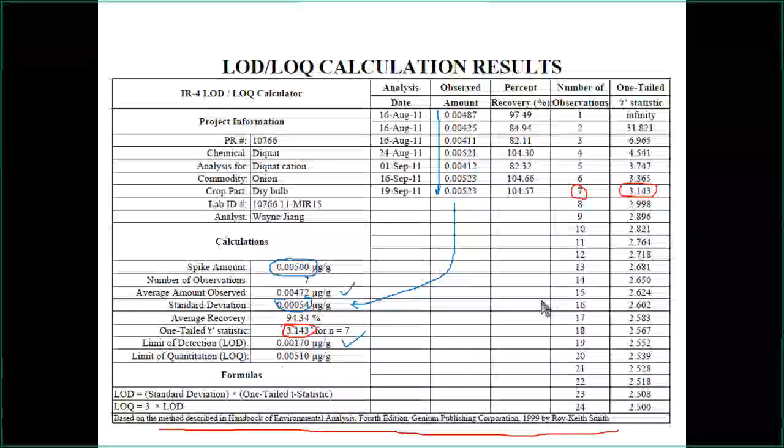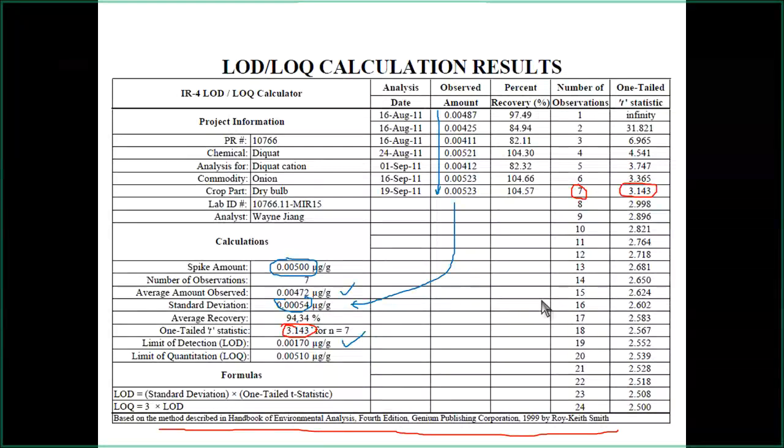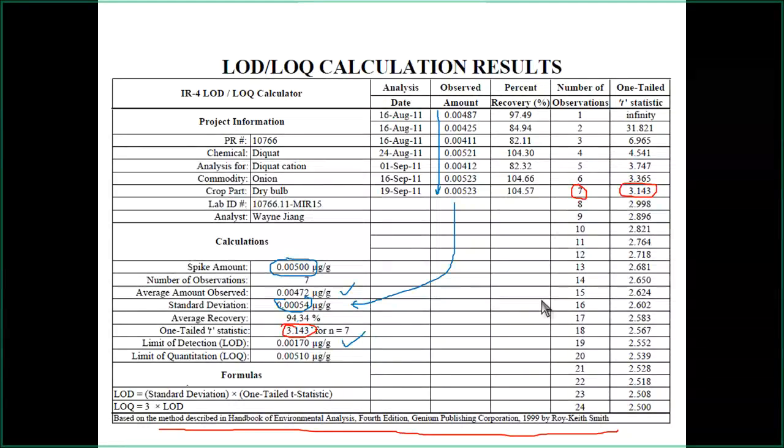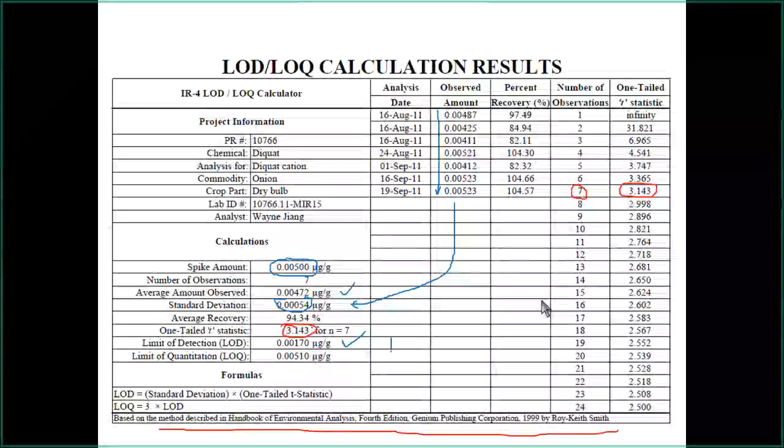And it depends on your definition. That's why I say this is statistically calculated. This is not the real. It's based on calculated numbers. So normally we just simply multiply by 3, and you will get this number. That means this LOQ, by our definition, by our calculation, is 3 times LOD.